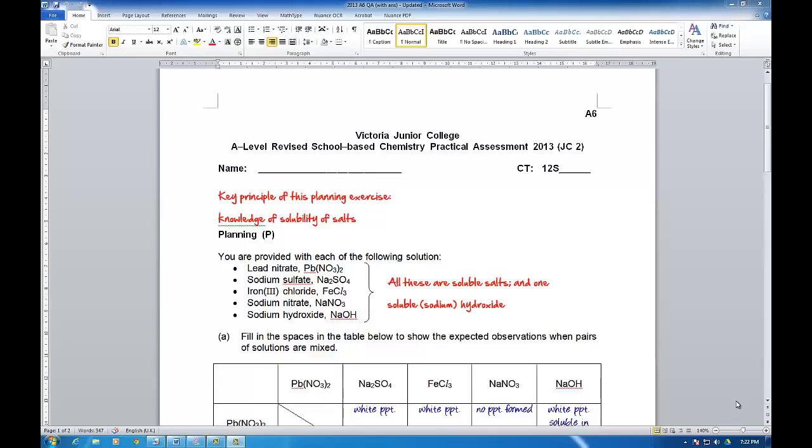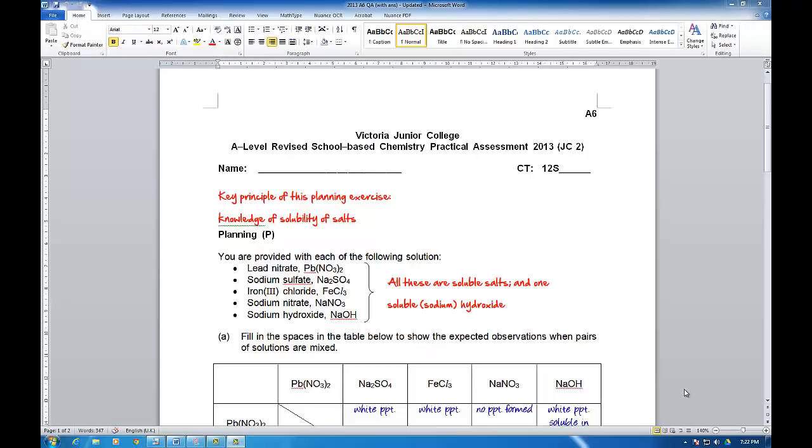Hi Victorians, we're going to go through this planning exercise on solutions. In particular, this planning exercise makes use of your knowledge of solubility of salts, Ksp, and qualitative analysis of cations and anions, to enable you to distinguish a set of solutions and positively identify the individual solutions that make up the set.